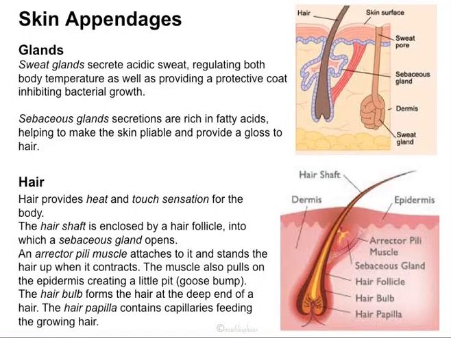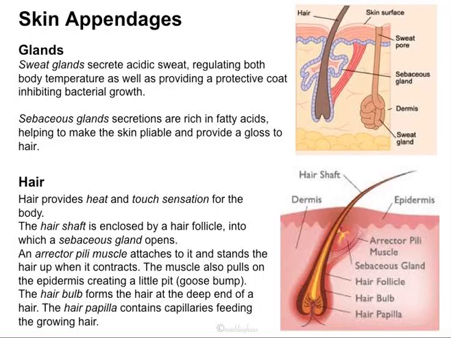We look at the skin, we have appendages, we have glands, we have sweat glands, which secrete an acidic sweat, which regulates body temperature, but also gives us a protective coat against bacterial growth, because it's acidic a little bit. And then the other thing is your dog likes to lick it, most likely because it's salty. I know, I always think my dog loves me, but it's because I'm salty. Then we have sebaceous glands, and the sebaceous glands are sort of your natural oil glands. They are rich in fatty acids, and they make our skin pliable and provide a gloss to the hair. They always come up next to a hair follicle, which goes next.